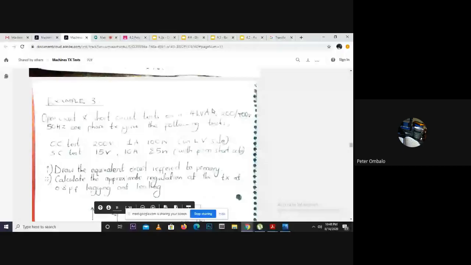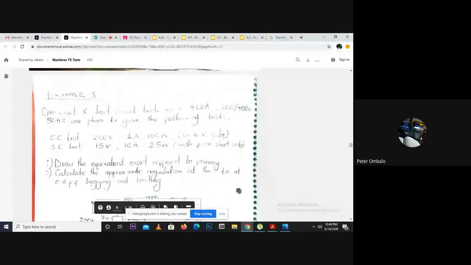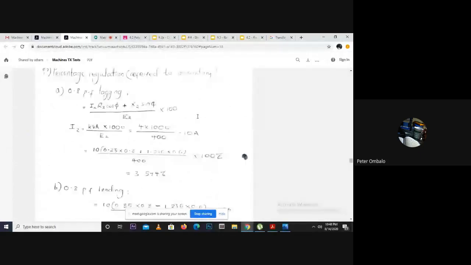I2 is going to be divided by the voltage on the secondary, right? Yes, so that gives us I2 as 10. So that is what we use as I2 here. We have the rest of the components because we have already obtained them. So if you plug it in, you find it to be 3.44%.